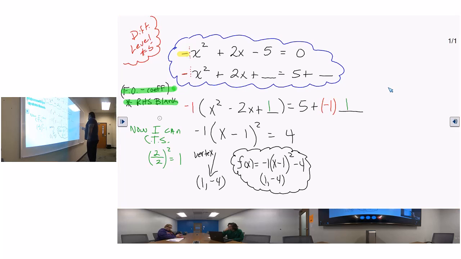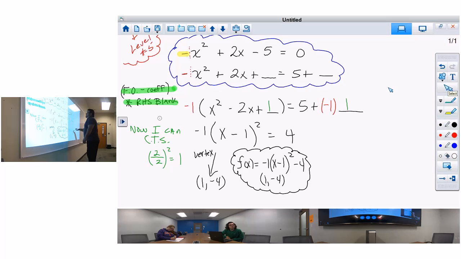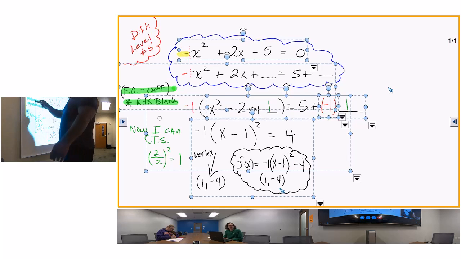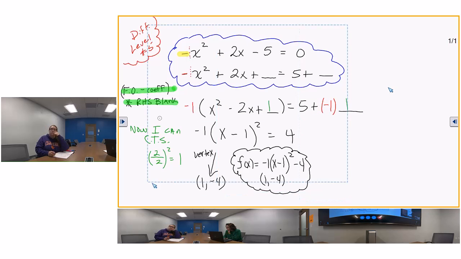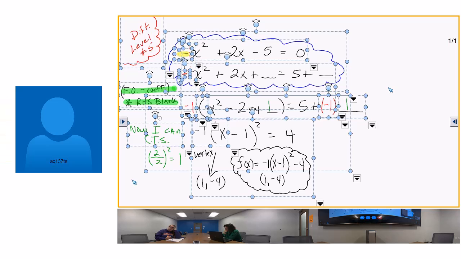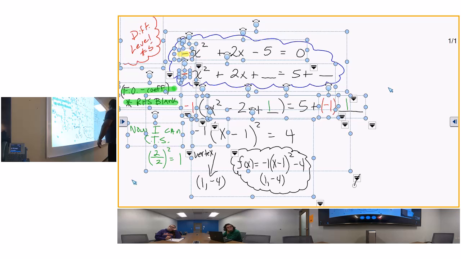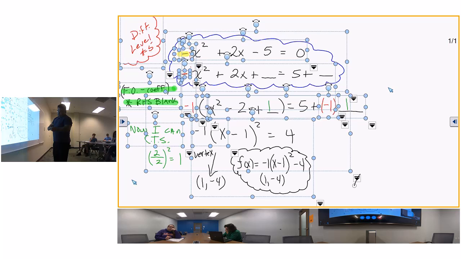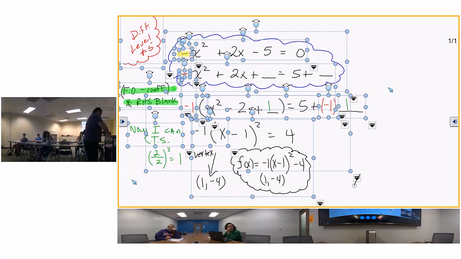So, let me make this small. Really? Battery's already going dead.